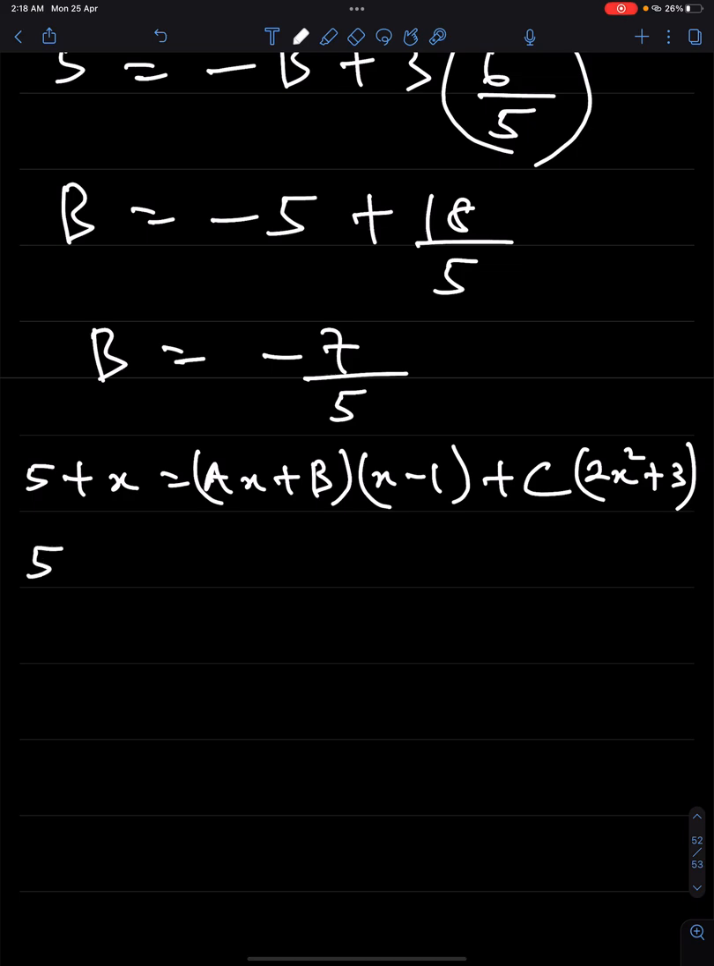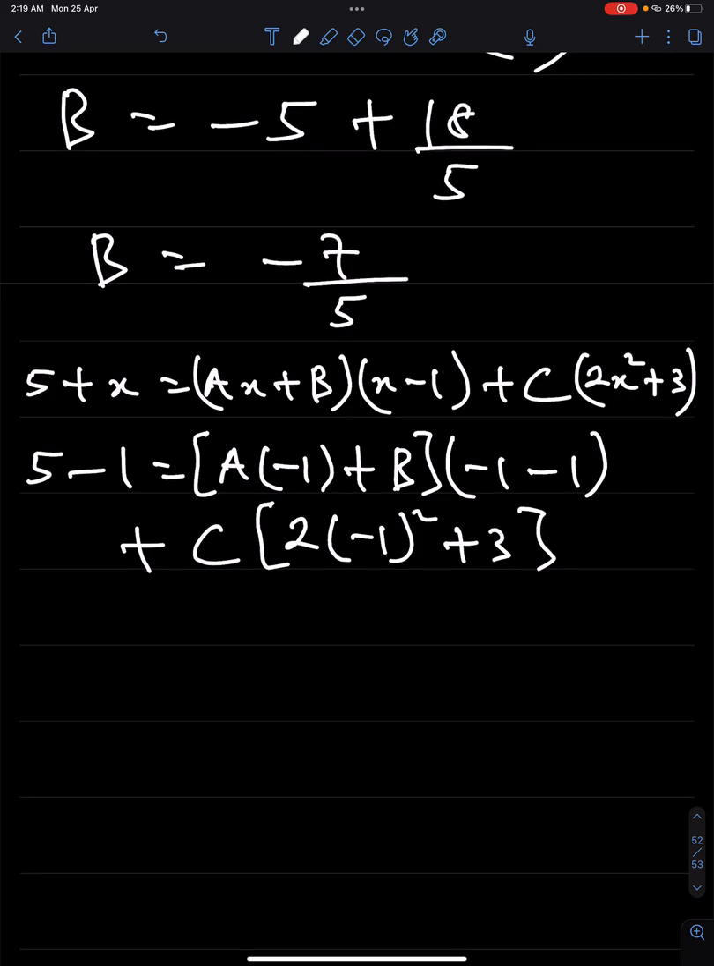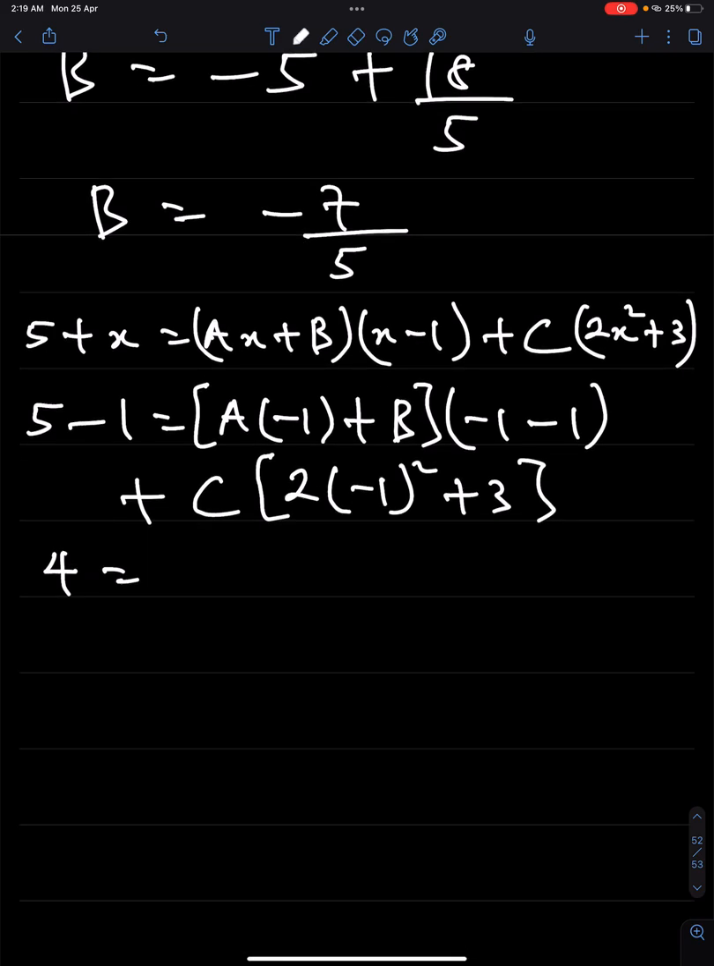If I put x equals minus 1, that simply means 5 minus 1 equals a times minus 1 plus b into bracket minus 1 plus c into bracket 2 times minus 1 squared plus 3, which means 5 minus 1 is 4 equals a times minus 1 is minus a plus b, times minus 1 minus 1 is minus 2. This is minus a plus b and then times minus 2.